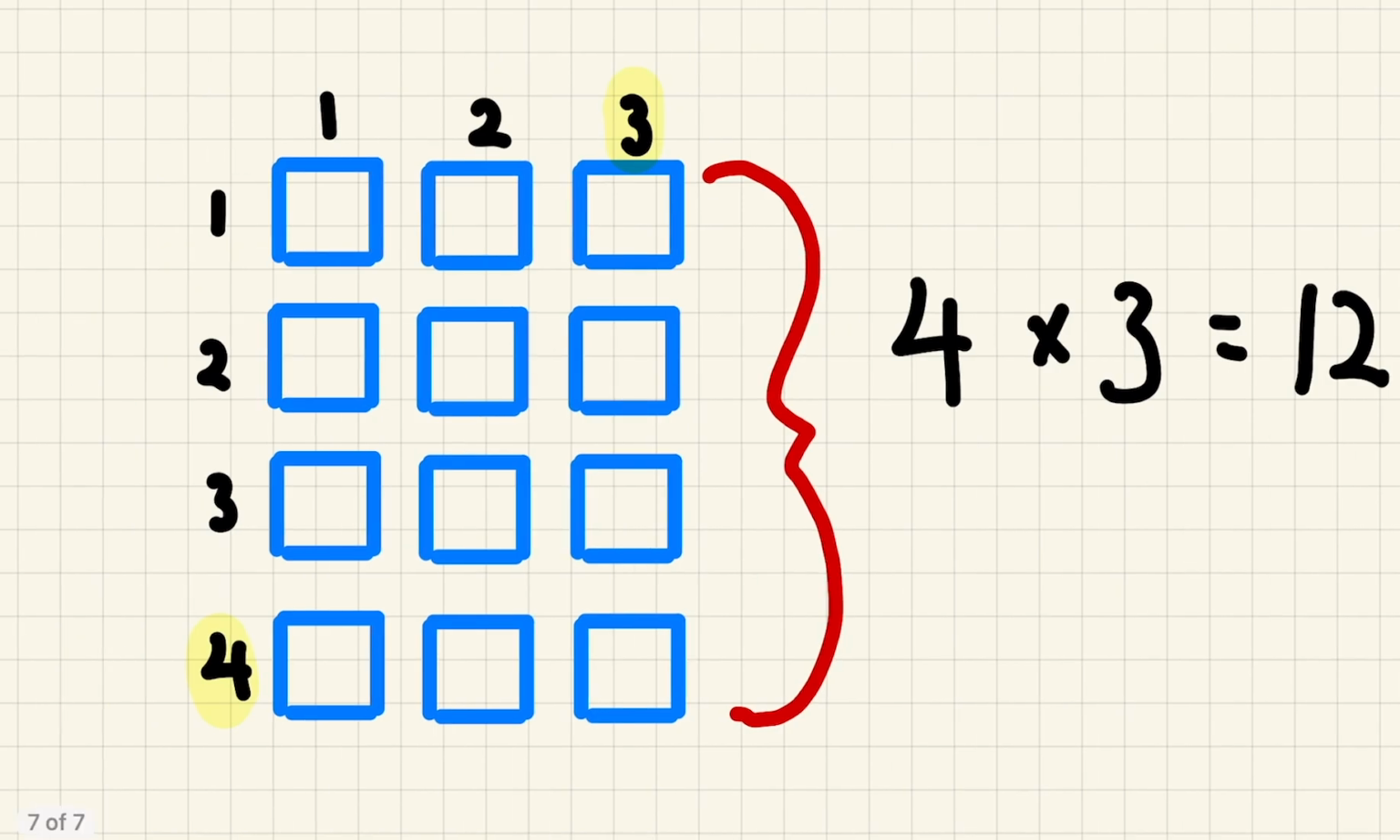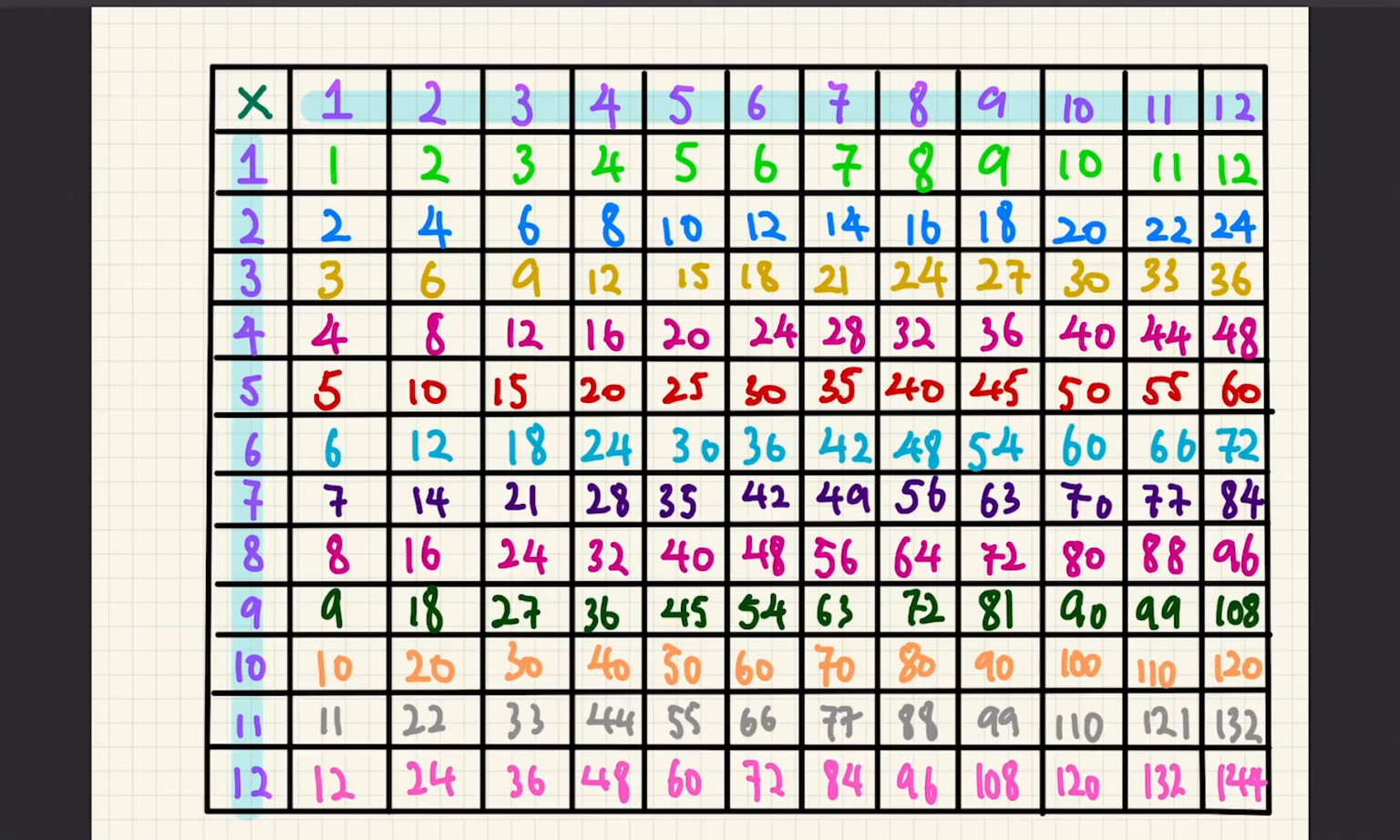We can use something called the multiplication table to help us remember the multiplication of numbers from 1 to 12. The letter X is the symbol for multiplication, and we put this symbol between the numbers to show that we are multiplying these two numbers together.